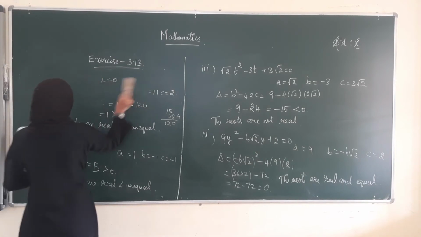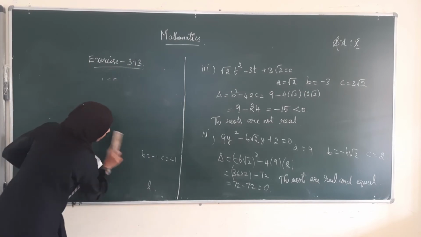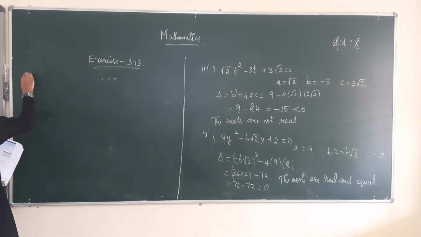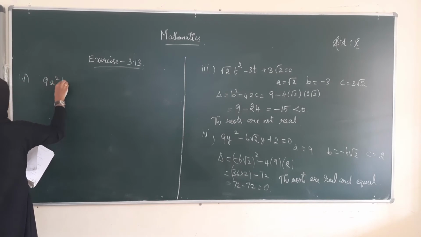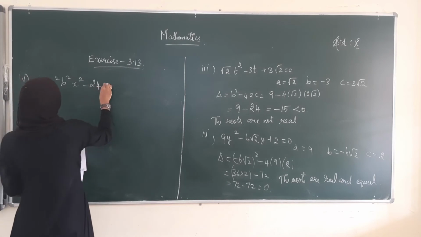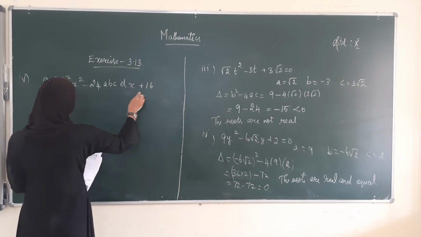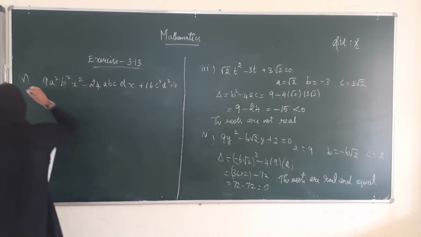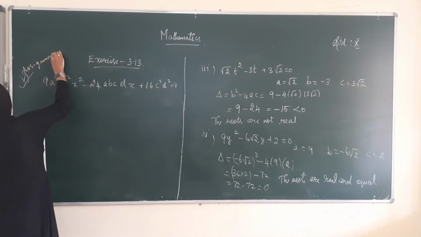The first question, we have another one, the fifth subdivision. What's the question? 9 into a square, b square into x square minus 24 into a, b, c, d into x plus 16 into c square into d square equal to 0. This will be an assignment for you. You have to find the nature of the roots.